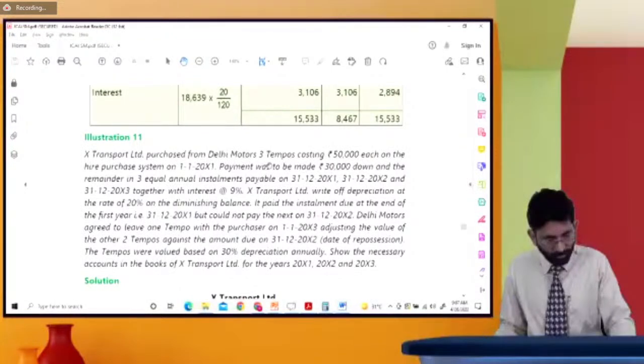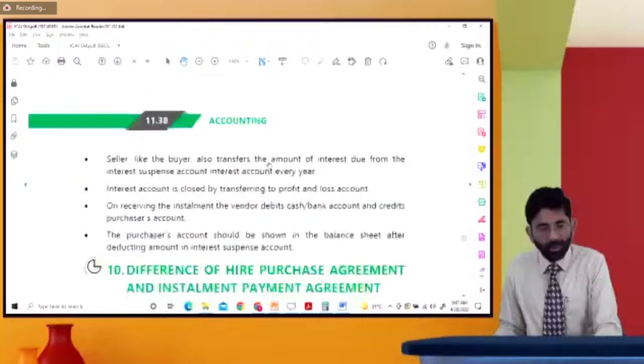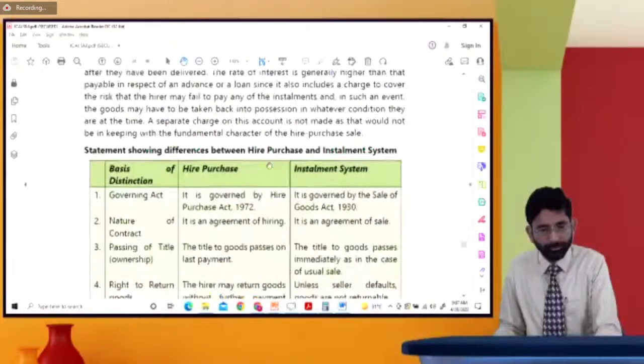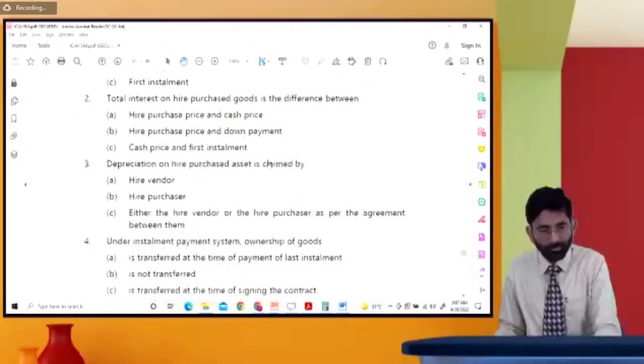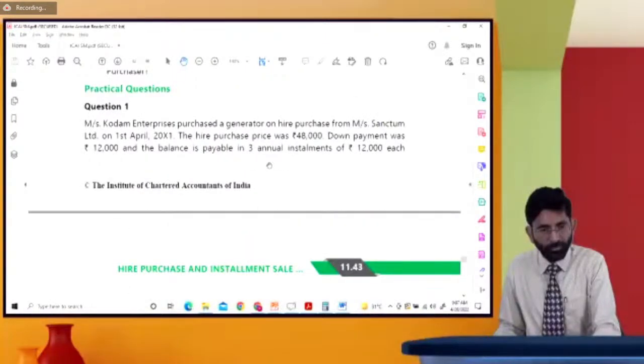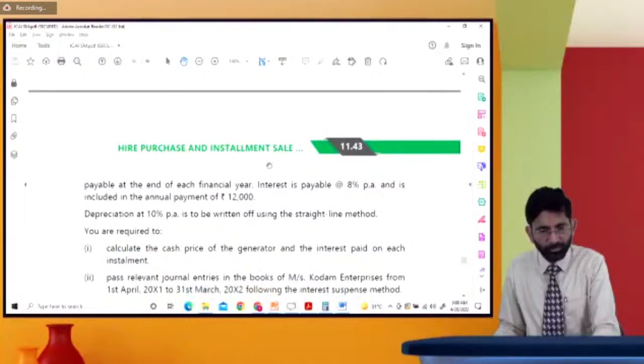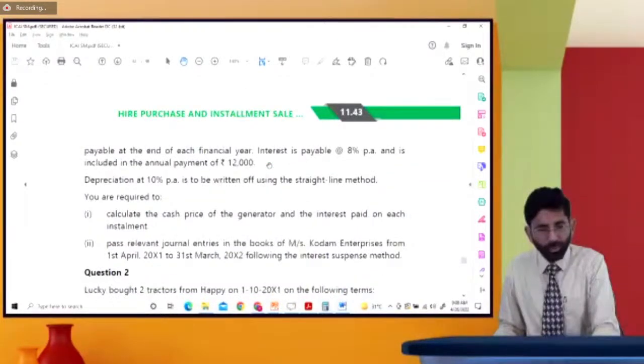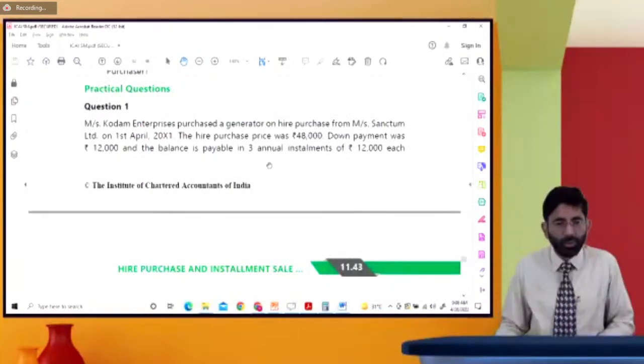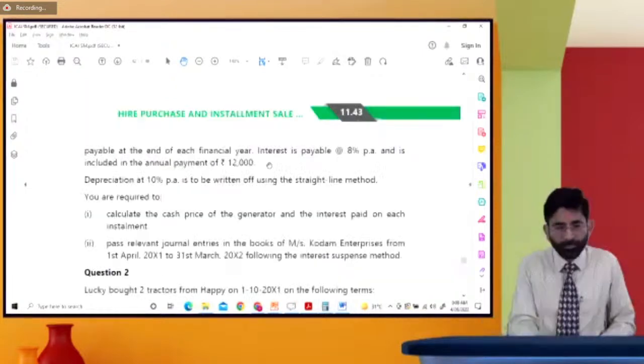So come to question number one, practical problems. You have to do all these questions. Messrs. Kodam Enterprises purchase a generator. The hire purchase price is 48,000. Down payment is given to you, and 3 equal installments are given to you. So you can easily do it. Very easy question.